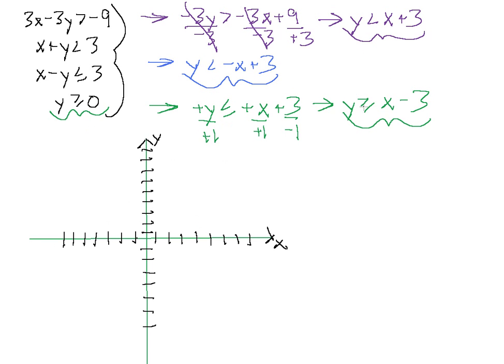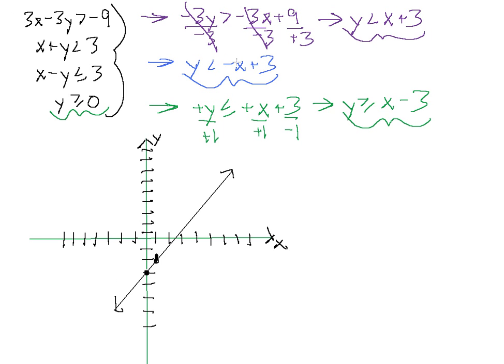So we have y is greater than or equal to x minus 3. If we plug in 0 for x, we get y is equal to minus 3. So it crosses the y-axis right here, and it has a slope of positive 1. So we have a dot right here. And it's greater than or equal to, so it's going to include all the points on this line, followed by two arrows on the end.